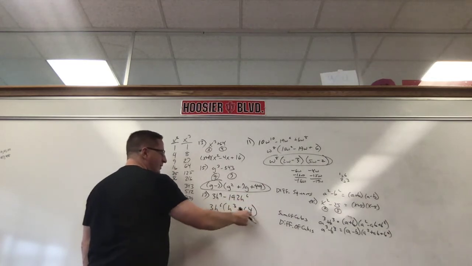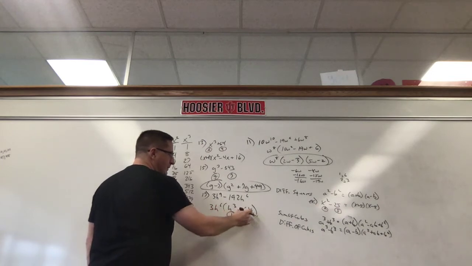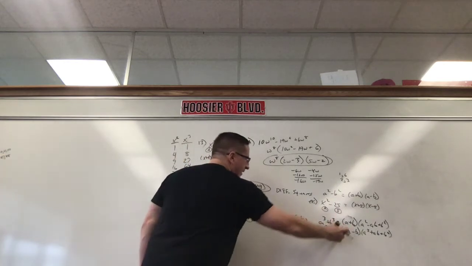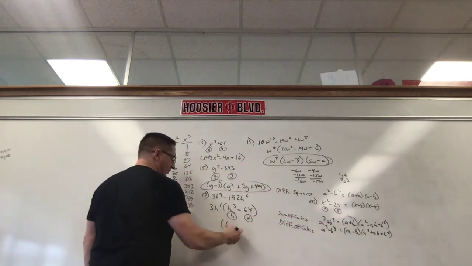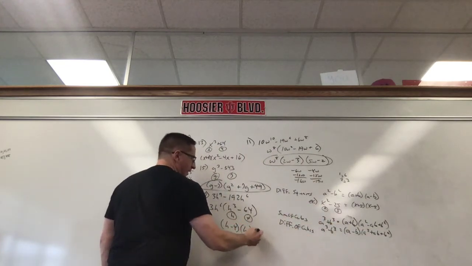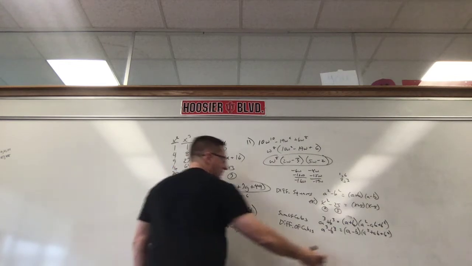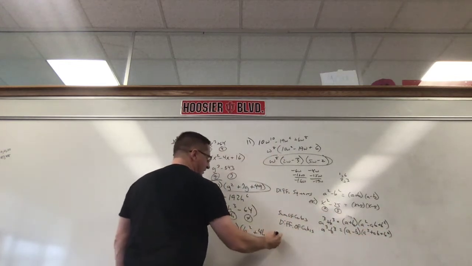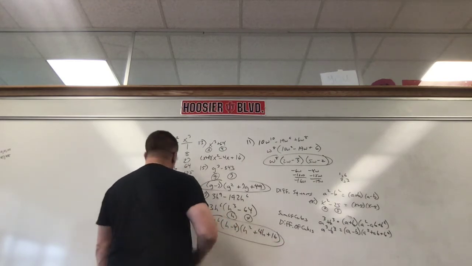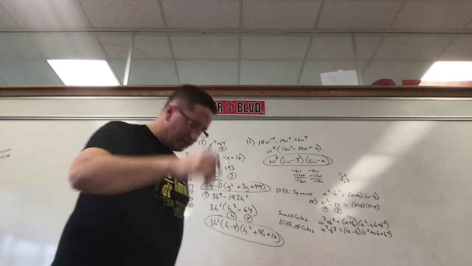This is a difference of two cubes. We're going to ignore the 3h^6 for now. It is part of your answer, but just ignore it right now. This is h cubed, and this is 4 cubed. So a minus b is h minus 4. A squared is h squared, plus a times b is h times 4, 4h, plus b squared, 4 squared is 16. And don't forget the 3h^6 out front.